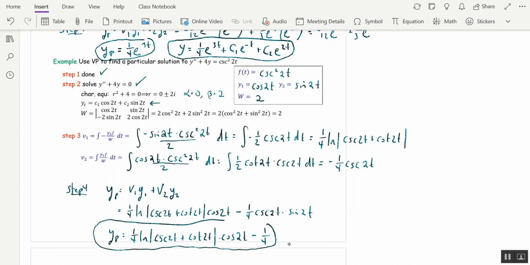And in this case, we were only asked to find a particular solution, not the general solution. So we're done right there. And that is the end of this section.